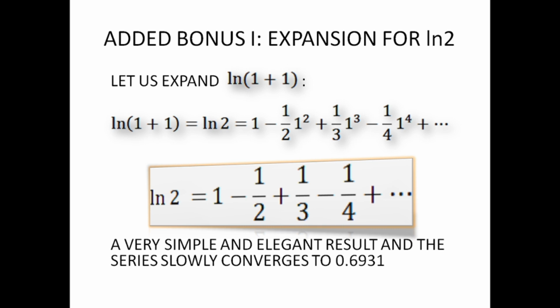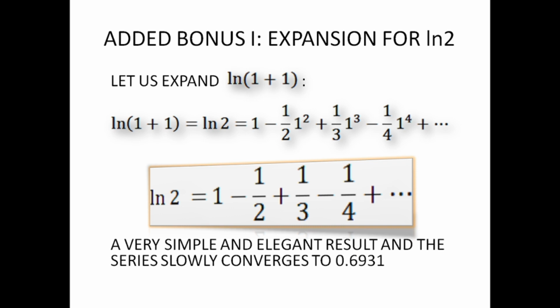Let us use it to derive a series expansion for the natural logarithm of 2. Okay, ln 1 plus 1 is equal to ln 2 is equal to 1 minus 1 by 2 times 1 square plus 1 by 3 times 1 cube minus 1 by 4 times 1 power 4, and so on. So now if we do the math, we have ln 2 is equal to 1 minus 1 by 2 plus 1 by 3 minus 1 by 4 plus, that's the harmonic series, the sum of reciprocals of all natural numbers, only with alternating signs.